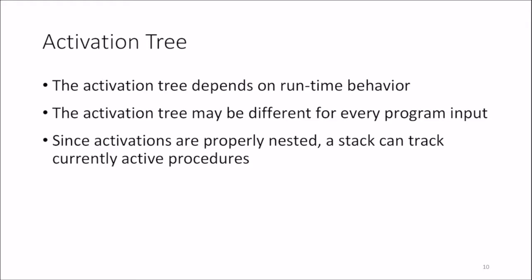So the activation tree depends on this runtime behavior, and it can be different for every program input since it's dynamic. And these activations are all properly nested. So instead of using a full-fledged tree, if we traverse that tree left to right, top down, we can actually use a much simpler structure, just a stack, to track all of the currently active procedures. So let's look at the same example, but see how we can use a stack.